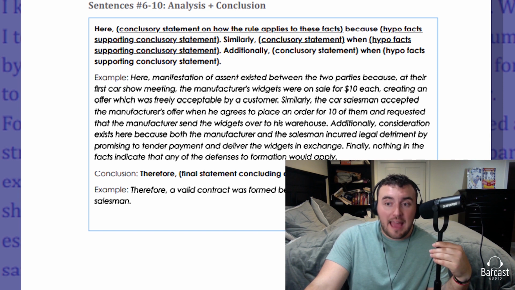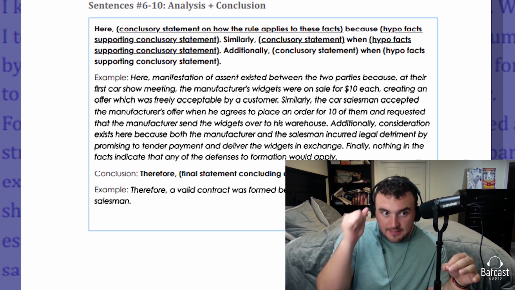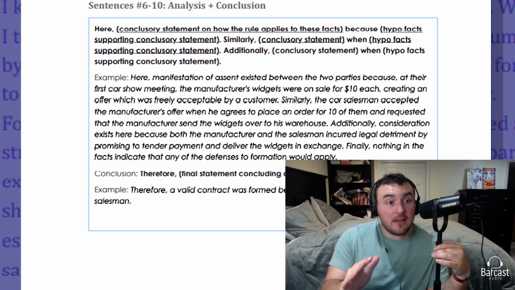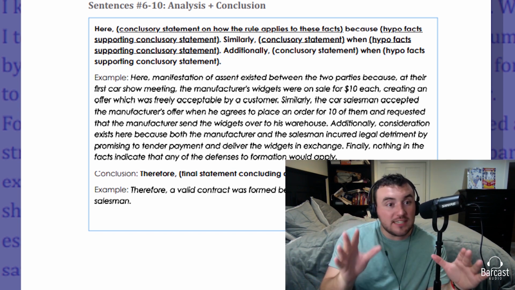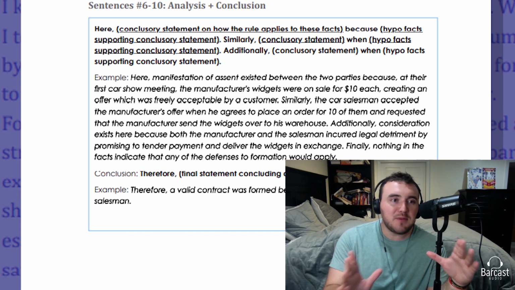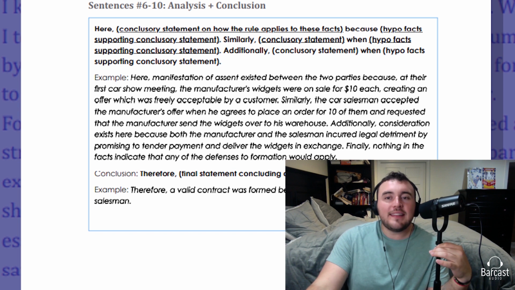Because... And now, here's where we bring in those facts. Here's where we make that connection. At their first car show meeting, the manufacturer's widgets were on sale for $10 each, creating an offer which was freely acceptable by a customer. Ding, ding, ding, ding, ding. There's nothing else there. We already nailed all the points there. So that is a great first sentence, and it's very simple. It's very straightforward. A lot of times people overthink this, but this is really all there is. I talk about it in the next example.